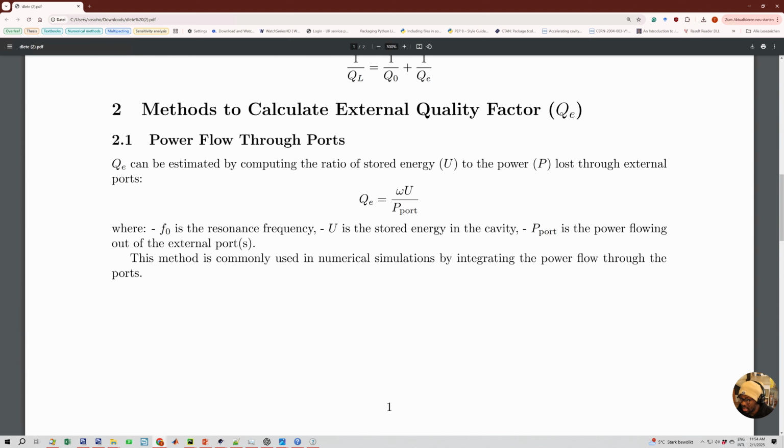In the literature, there are some other methods where you use some lossy material and place it at the end of the beam pipe and then calculate the energy loss to that lossy material. So basically, you're looking at something like this.